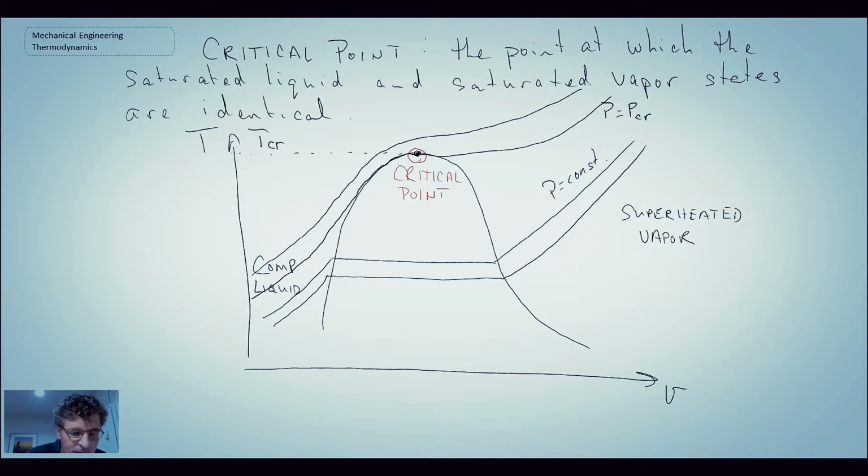So that is the critical point, and it is something that we'll be using for a number of different cases. On the left-hand side here, if you recall, this is our saturated liquid line, and on the right-hand side, this is the saturated vapor line. So the critical point is something that you'll have to recall for certain problems.